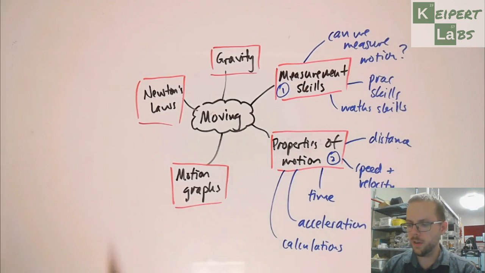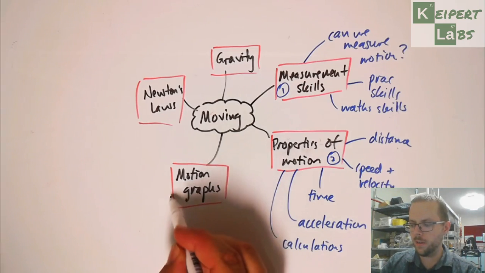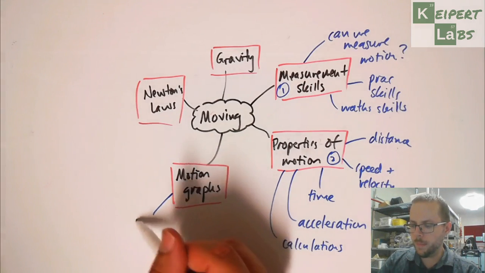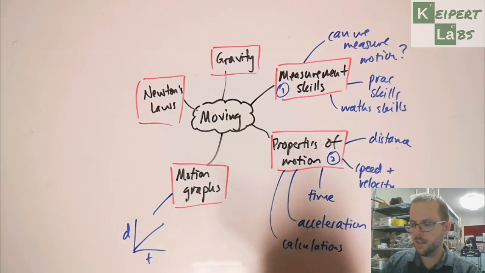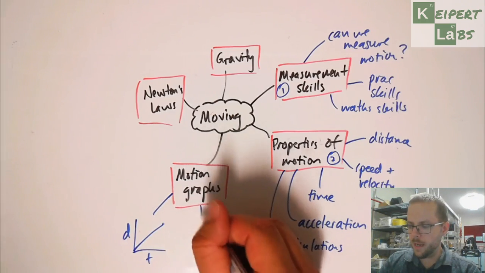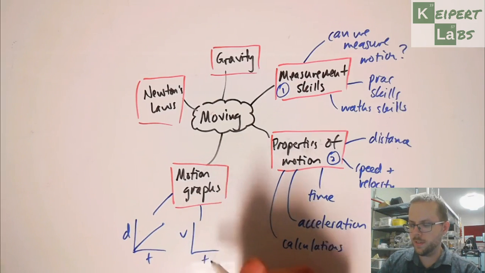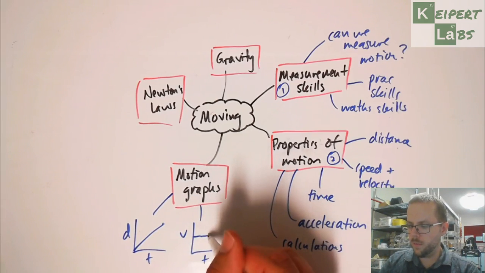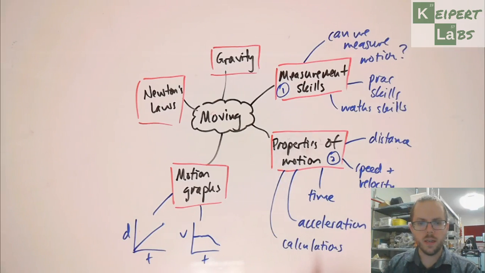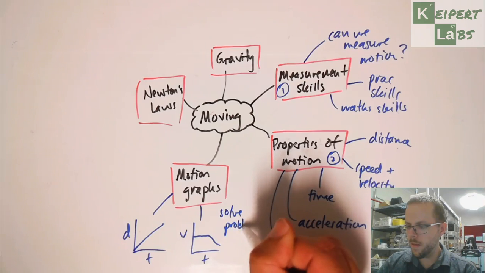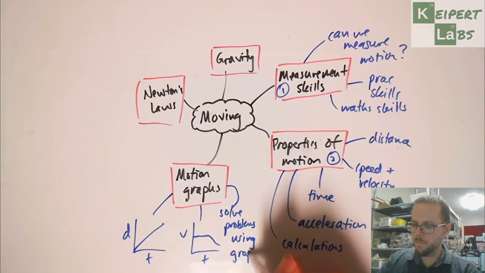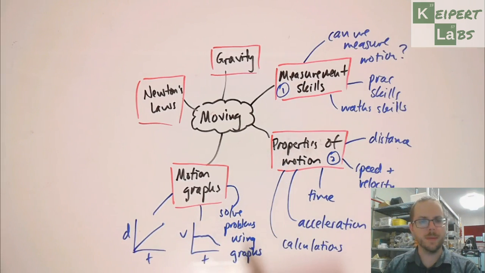Okay, so then we're going to look at graphing motion. So maybe it's about graphing distance versus time and looking at what we see. Maybe it's velocity versus time and seeing what that tells us. Okay, and so being able to solve problems using graphs. Being able to actually construct graphs like this, being able to read graphs like this that help us to understand a bit more about what's going on.